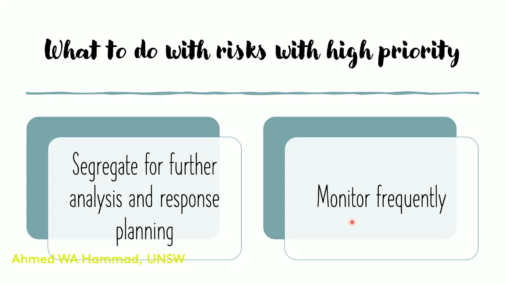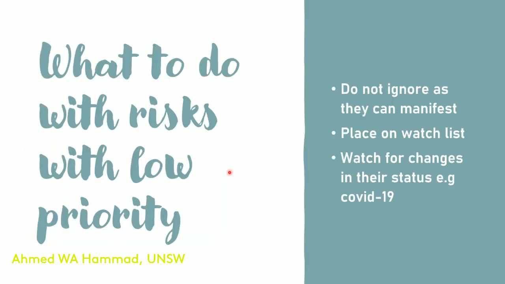What would you do with risks that have high priority? Well, the way that we'd look at it is we'd segregate these risks maybe for further analysis and response planning. The important thing to remember is that you need to monitor how the risks progress frequently, because we need to make sure that any uncertainty that we weren't sure of at the start, we're able to cover as the project progresses. When it comes to low priority risks, we definitely do not ignore them. So even if you define something as a low priority for an organization, it's not smart to ignore this risk because it can eventuate into something massive later on. So it will be placed on a watch list, and you'd watch for changes in status.